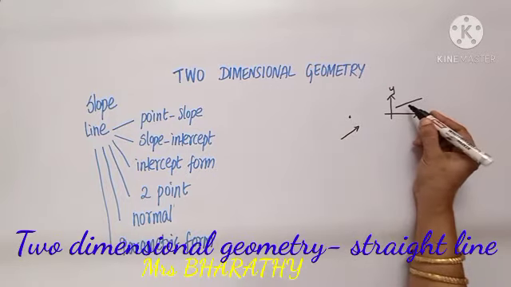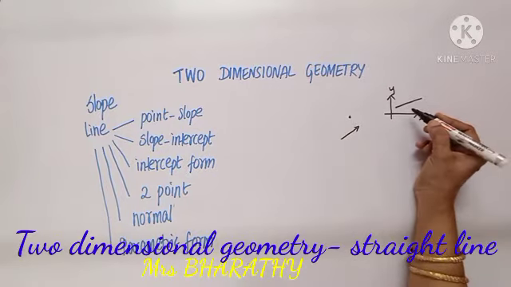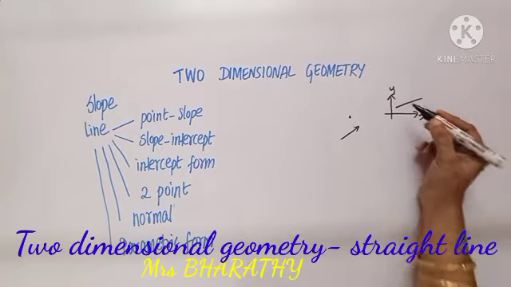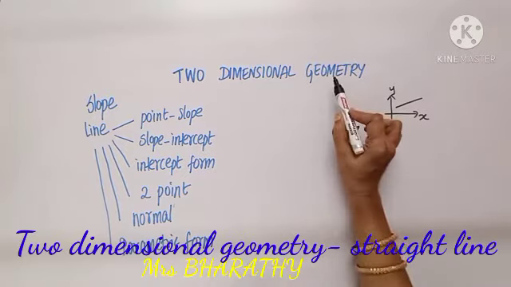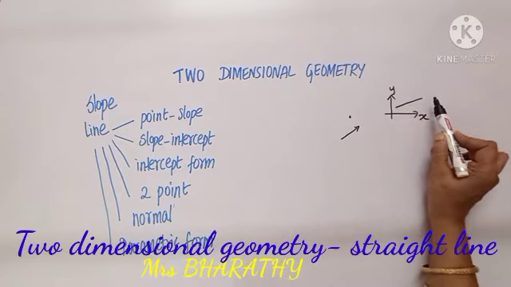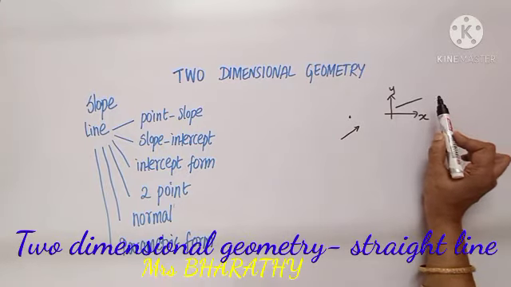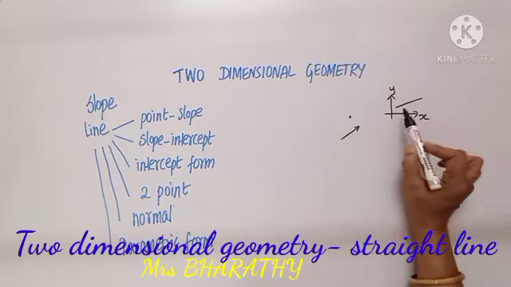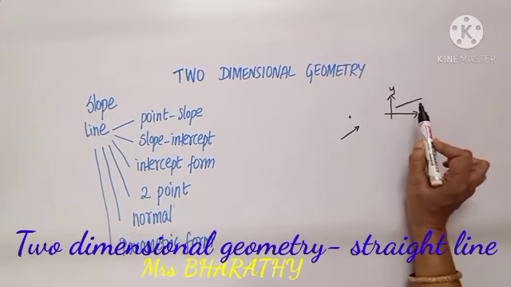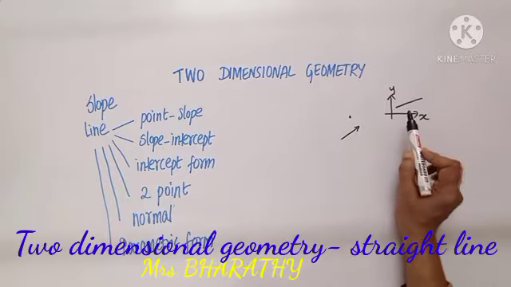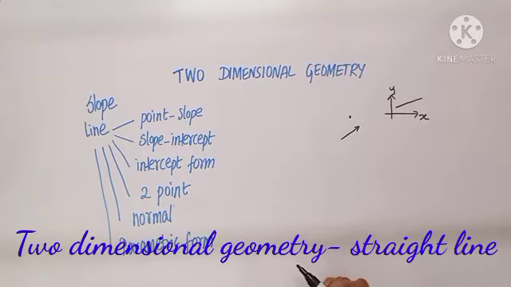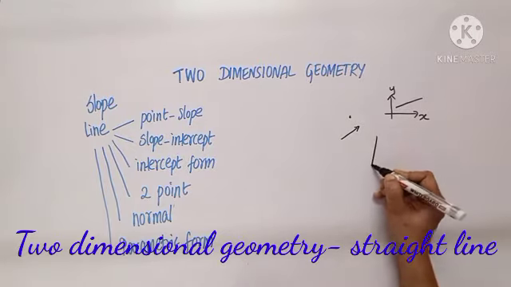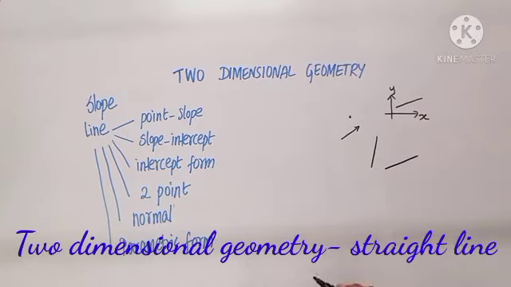How to draw a line? How to form an equation of a line? Geometry represents drawing, whereas in two-dimensional geometry, we not only draw a line but also try to frame an equation for the line. What is the difference between these two lines?